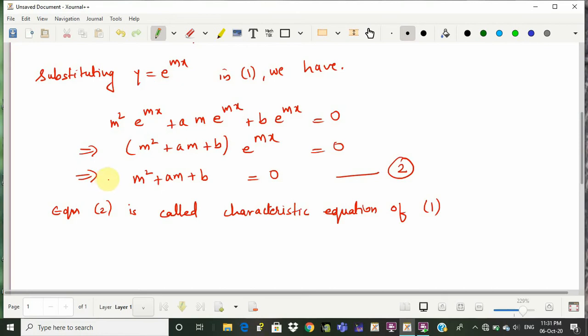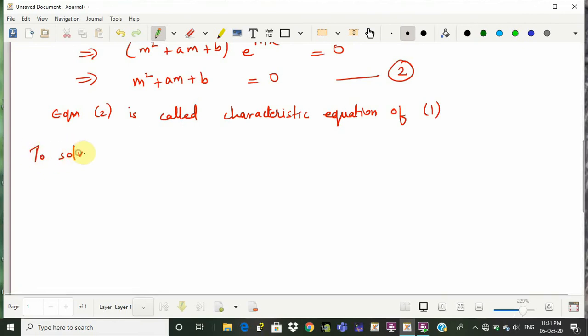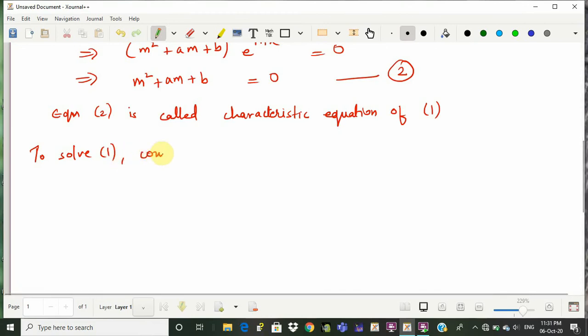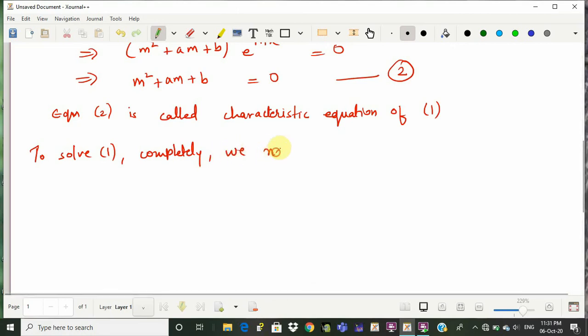So we want two linearly independent solutions to construct the general solution of equation 1. That is what is very important. So to solve 1 completely, or to find the general solution of 1, to solve the given differential equation completely, we need two linearly independent solutions.